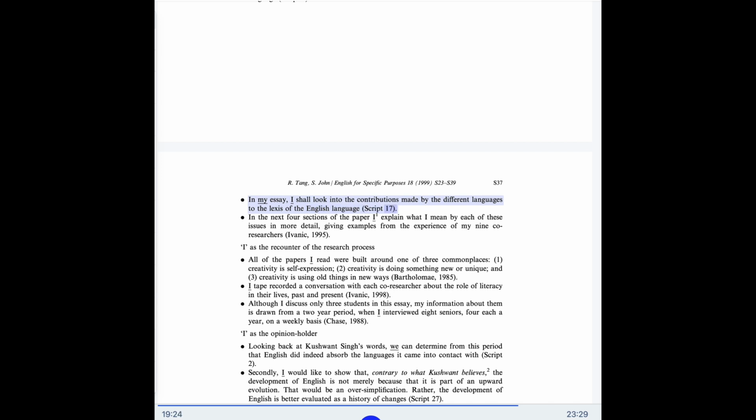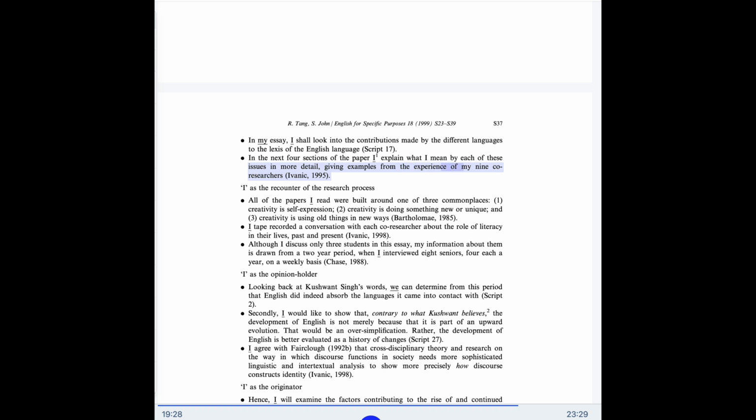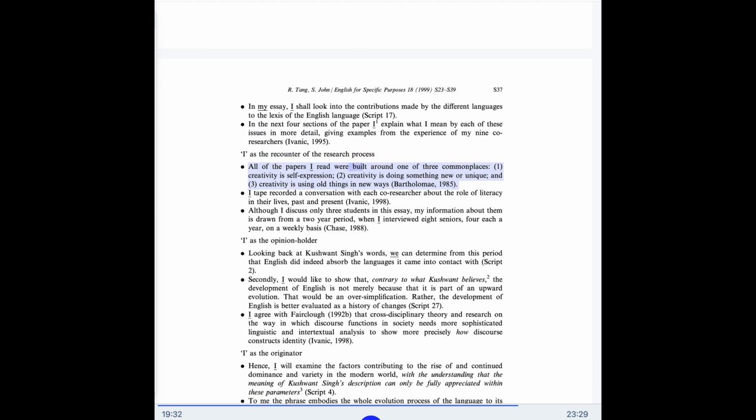In the next 4 sections of the paper, I will explain what I mean by each of these issues in more detail, giving examples from the experience of my 9 co-researchers. Ivanic, 1985. I as the recounter of the research process. All of the papers I read were built around one of 3 commonplaces. 1. Creativity is self-expression. 2. Creativity is doing something new or unique. And 3. Creativity is using old things in new ways.